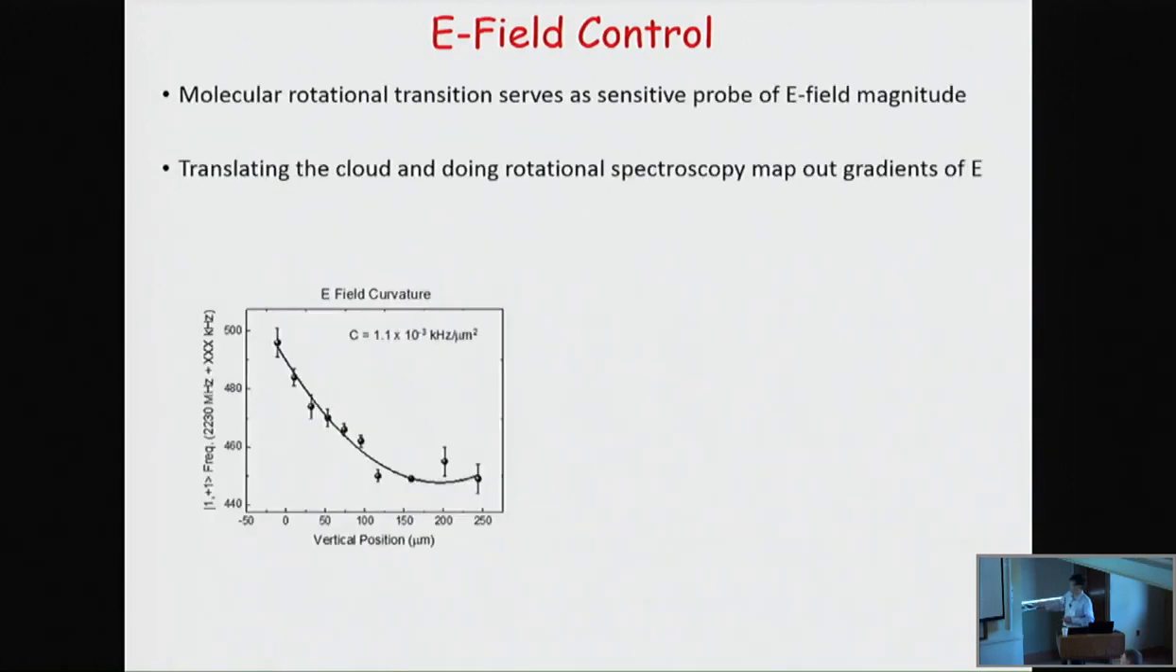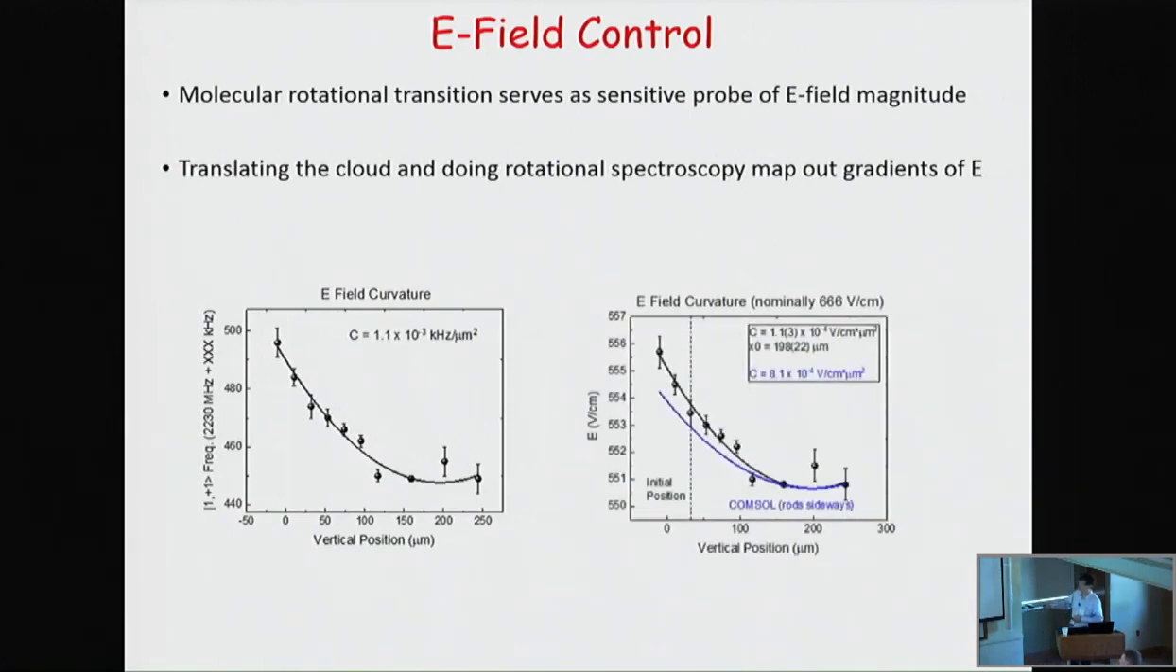And you can actually move the molecules around. You can actually do rotational spectra. As you're doing rotational spectroscopy, you just move them around, move the tip around, and you can map out the electric field throughout the trapping region.